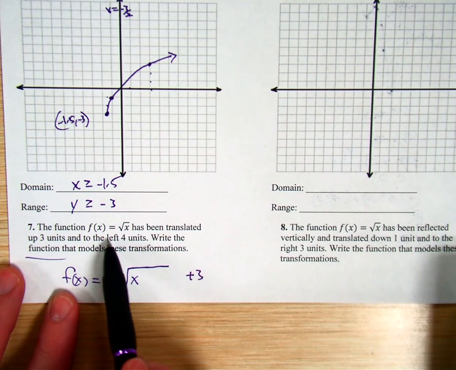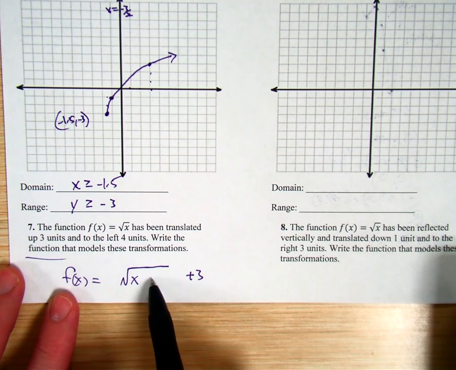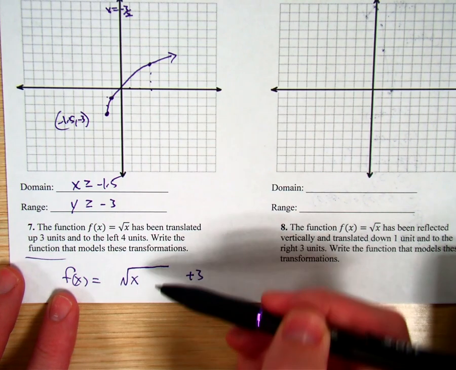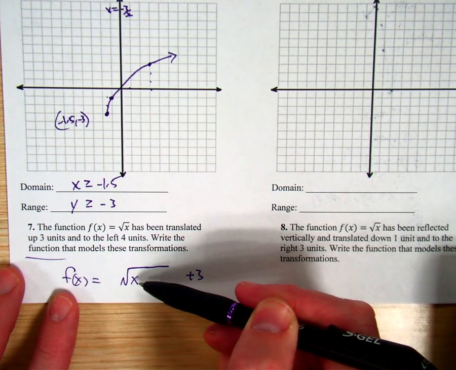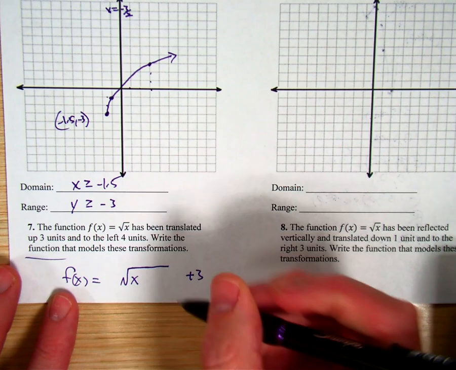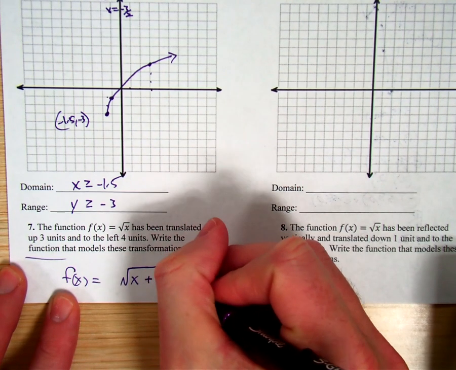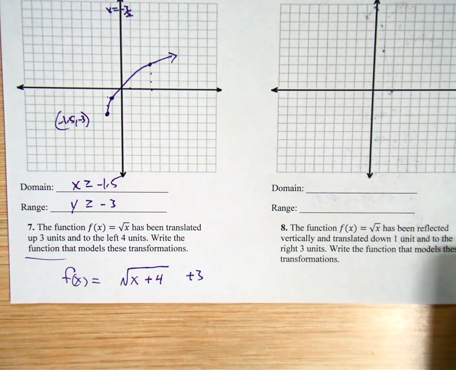Left and right is on the inside of x, and it's opposite. So left, we're going to the negative side. It feels like we should do -4, but it's actually going to be opposite. We're going to do +4. And there is your equation.